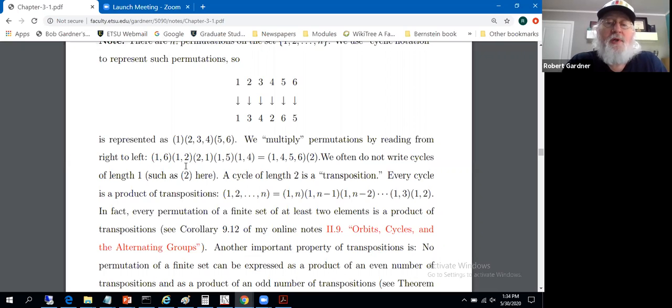There's 2's in the story. What happens with the 2's? 2 is mapped to 1, and 1 is mapped to 2. And that's the end of the 2 story. So 2 is a fixed point. There aren't any 3's in this particular permutation.